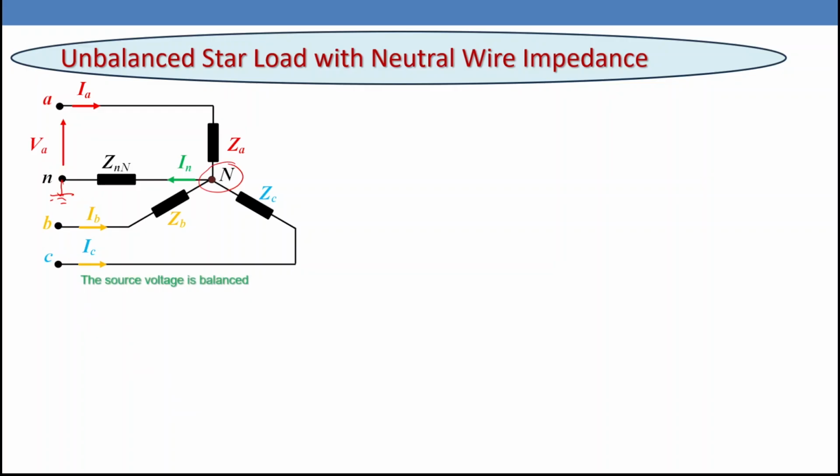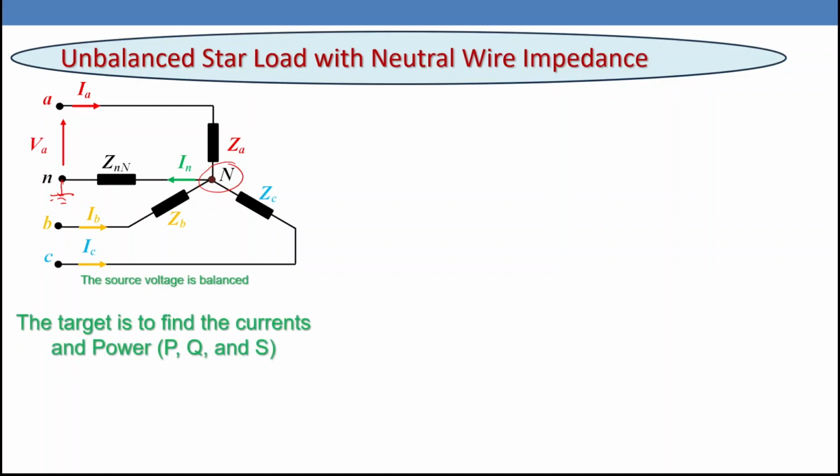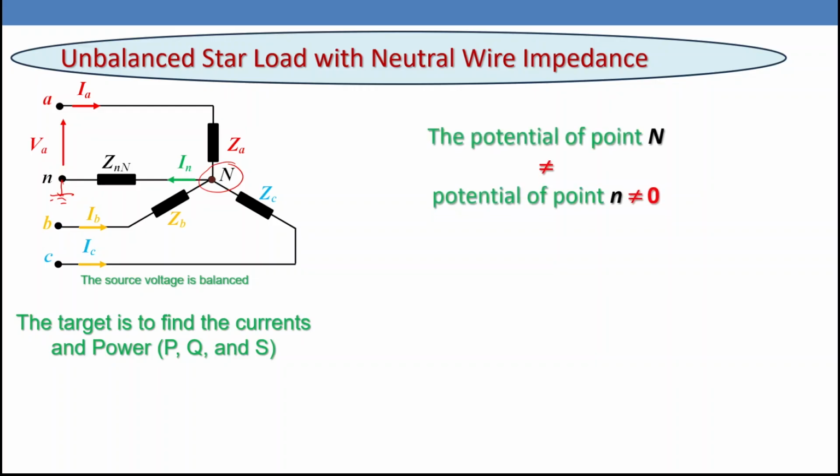So the source voltage is balanced, so VA equals V angle 0, and definitely VB and VC are shifted 120 degrees. So our target is to find the currents IA, IB, IC, and then to find the power P, Q, and S. So the problem we have now is that the potential of point capital N is not equal to the potential of point small n, which is 0. So we have a certain voltage here called Vn. So how to find Vn? If we know Vn, we can solve the problem where the current IA equals VA minus Vn over ZA.